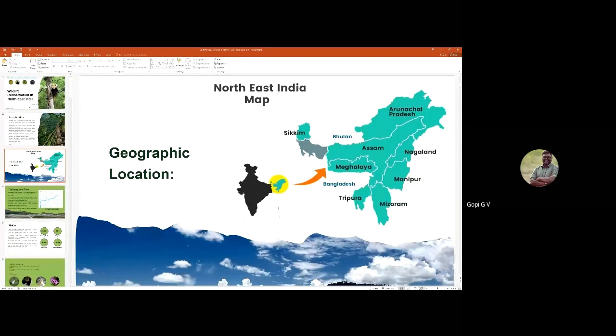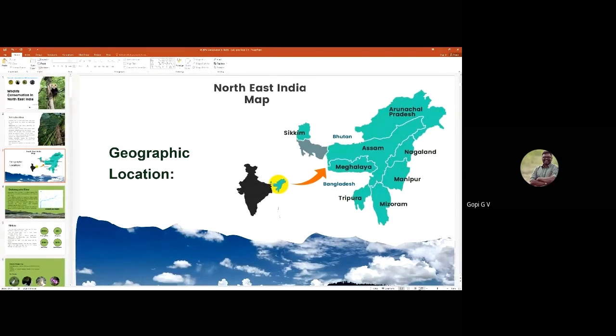In fact, if you look at the geography of the Northeast, three major rivers of the country, you all know about the Brahmaputra, the Tista, which originates from Sikkim and is the lifeline of Sikkim, and another major river, the Barak Basin. All these three rivers and their tributaries crisscross the entire region, and this shapes the biological, ecological, and cultural wealth of the Northeast.